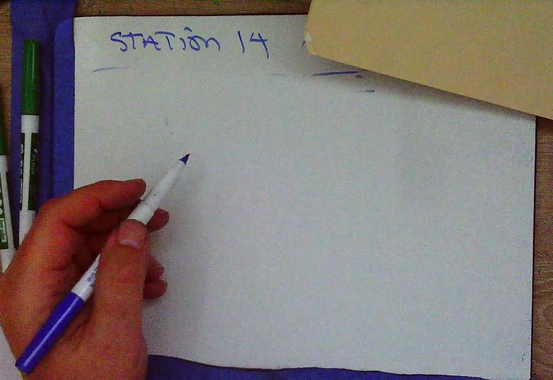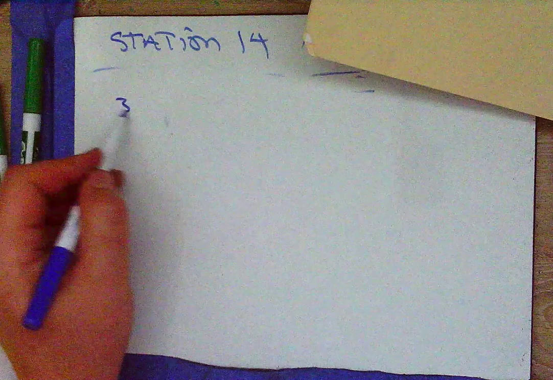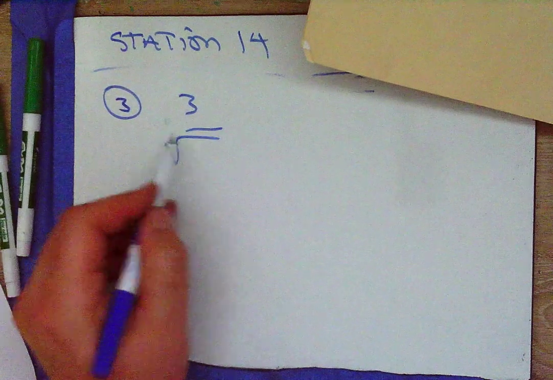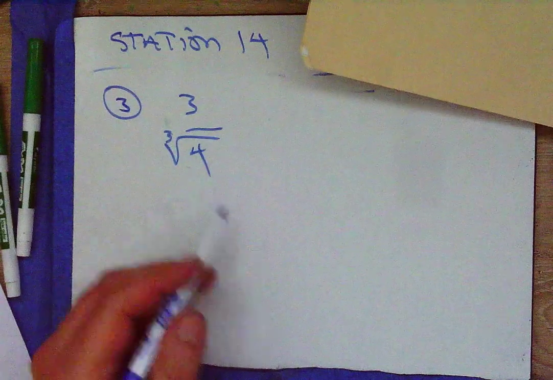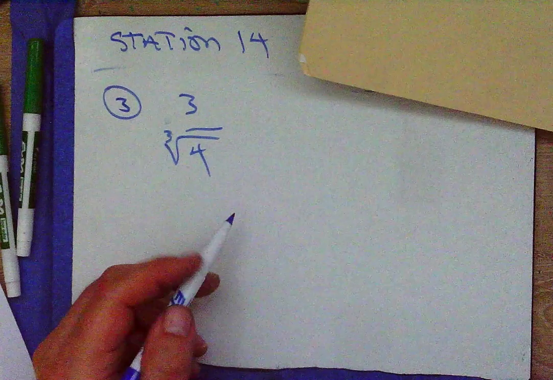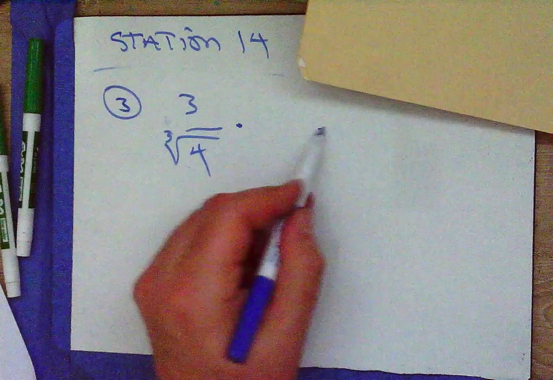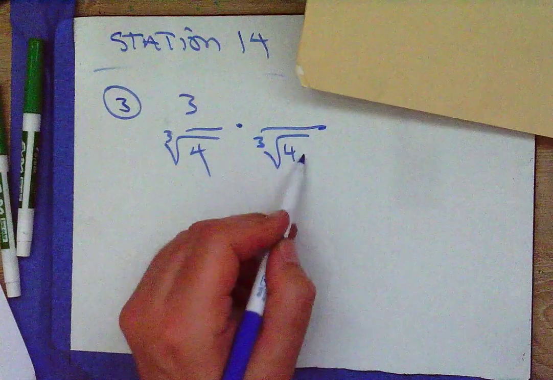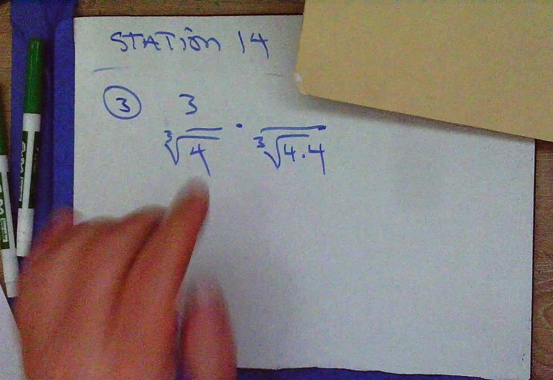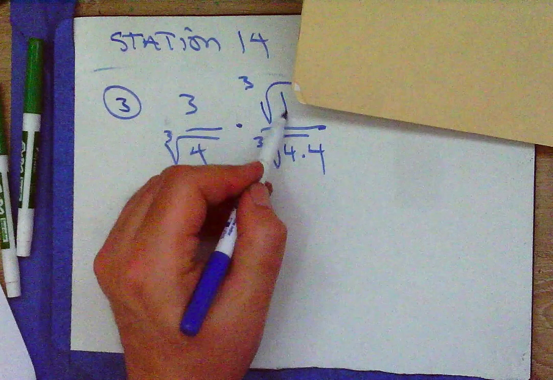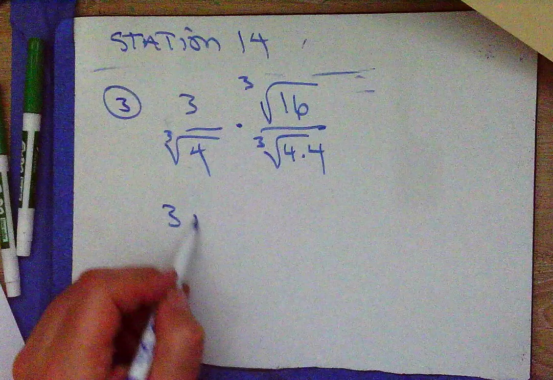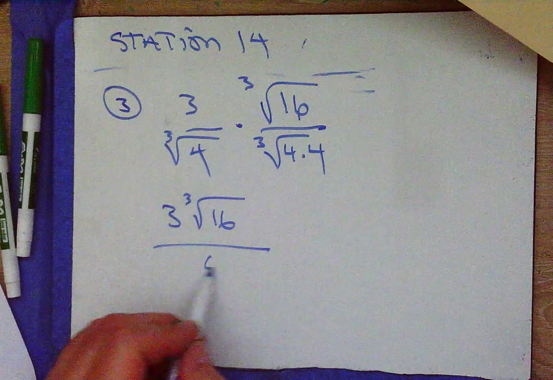Okay, problem 3. 3 over the cube root of 4. Look, there's some rationalizing to do. Now, I know that many of you are going to want to do the cube root of 4 times 4 so that you can have 3 4s. But the problem is when we do that, I get 3 cube root of 16 over 4.